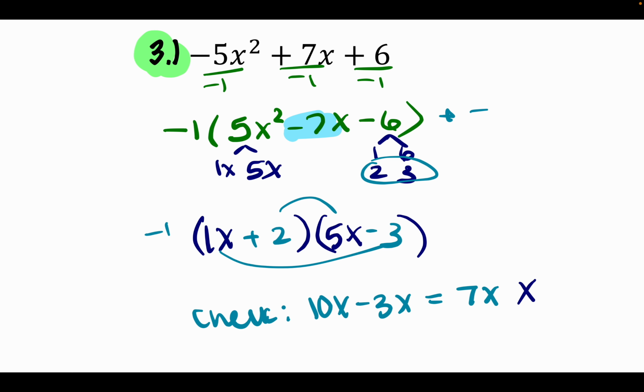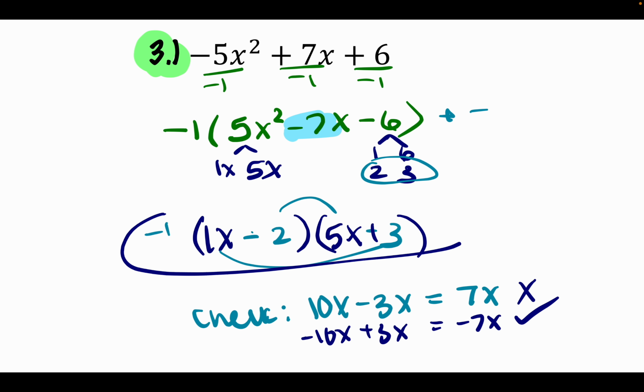Okay, but we got the same number, just the wrong symbol. So what you do, just change the symbol. So make your 2 negative and make your 3 positive. Now let's check. Negative 10x, positive 3x gives you negative 7x, which is what we want. And then make sure your final answer has that negative 1 out front.